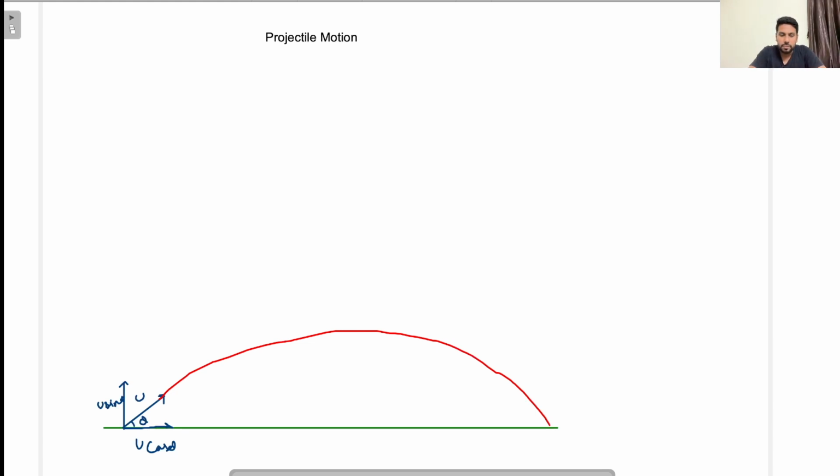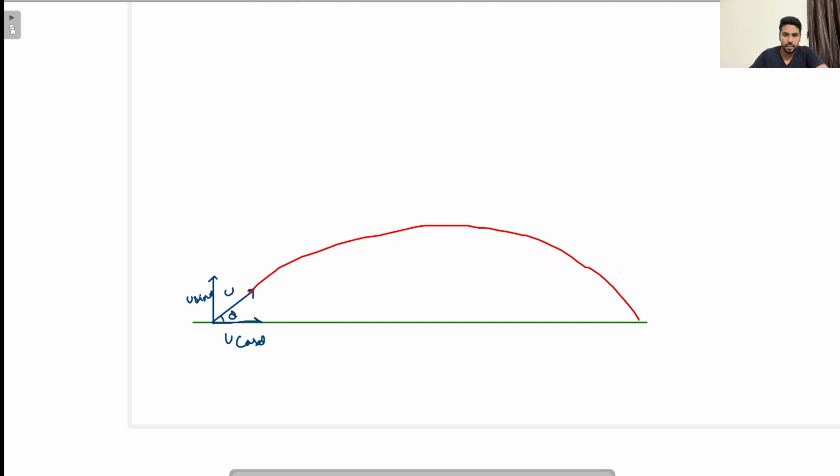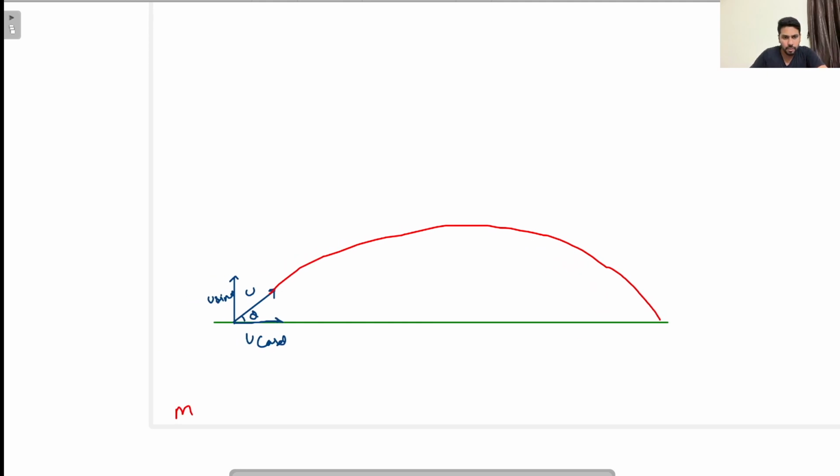Now I am going to calculate some things here. First, let me calculate the maximum height attained. Look here how I am going to use my vector concept to get my answer. The projectile is going up, reaching a maximum height, and from that maximum height comes down. So you see that my maximum height is somewhere at the center point here, which I am going to call HM. I want to calculate my maximum height.